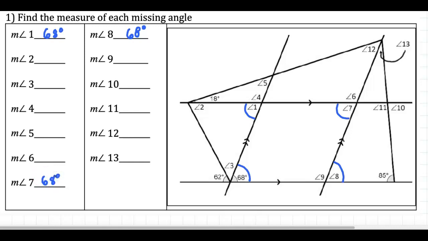Let's see, so what do we have? 1, 7, and 8, okay. What else do we have? That might be it for now. I'm sure there's more. I'll switch colors. Let's go to number 2.